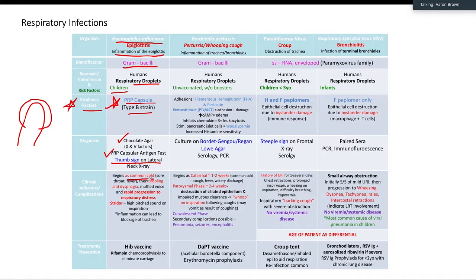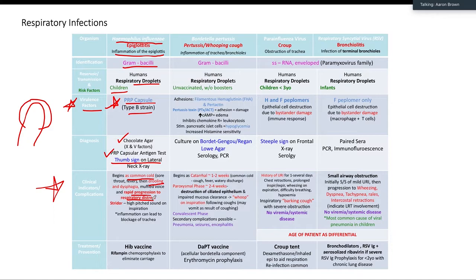Okay? So, getting that kid respiratory help, you may need to intubate this child if the epiglottitis is severe enough. Respiratory failure is imminent, okay? Watch out for this drooling. Very important, epiglottitis, Haemophilus influenzae, and drooling. Okay, rapid progression to respiratory distress. If they're drooling in your office, that is an emergency, okay?